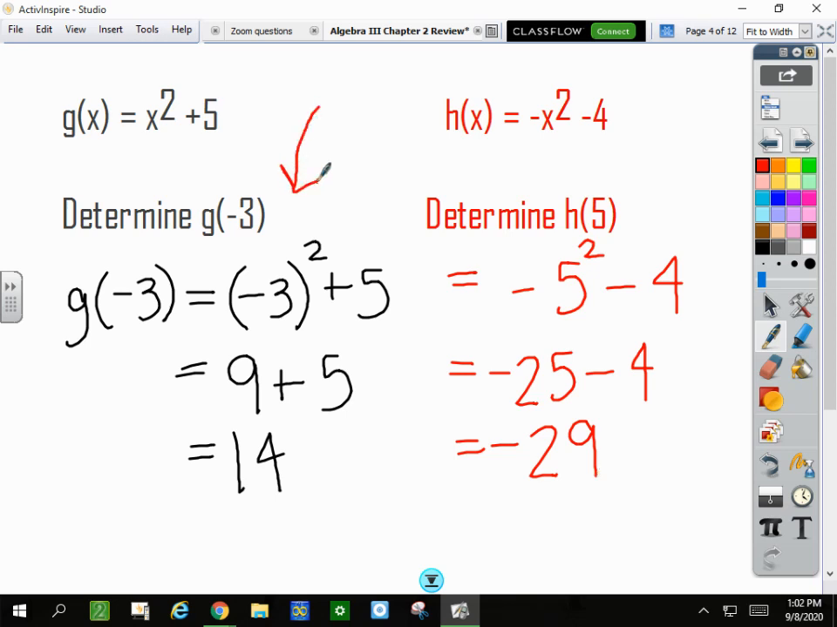So note the difference between those two. Here, the negative is getting squared because the negative is the input value, and x is getting squared, the input value. On the right side, only x is getting squared. If the negative is getting squared, it'd have to be written like that. So it's not. The input value is 5, so 5 is getting squared, but not the negative.